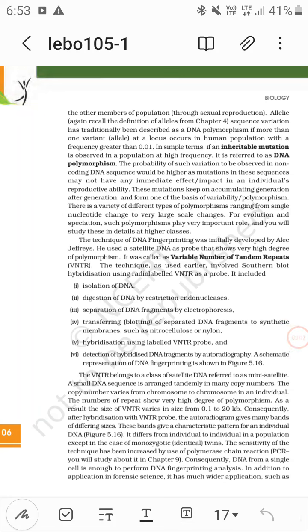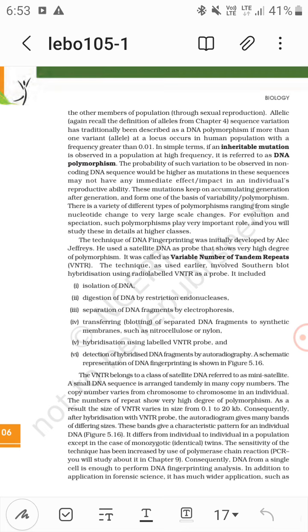So there is a variety of different types of polymorphism, ranging from single nucleotide change to very large scale changes. For evolution and speciation, such polymorphism plays a very important role. The technique of DNA fingerprinting was initially developed by Alec Jeffreys. He used a cellular DNA as a probe that shows a very high degree of polymorphism.